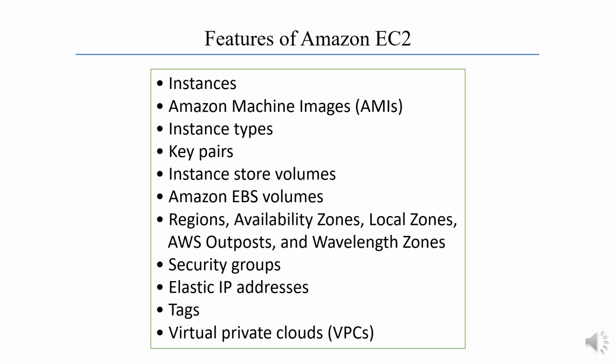Virtual private clouds, VPCs. VPCs are virtual networks you can create that are logically isolated from the rest of the AWS cloud. You can optionally connect these virtual networks to your own network.